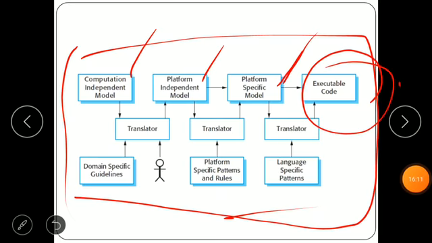This is the end of the first chapter in module 3. Up to here we discussed the context model, structural model, interaction model, behavioral model, and model driven engineering and model driven architecture.